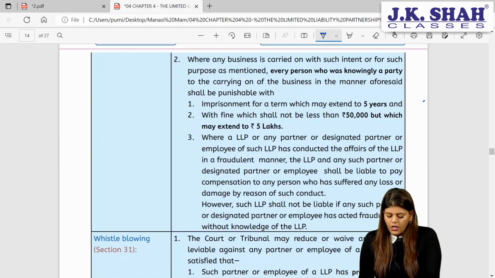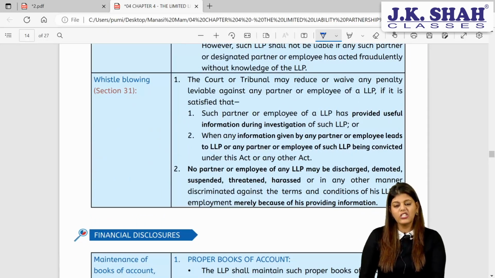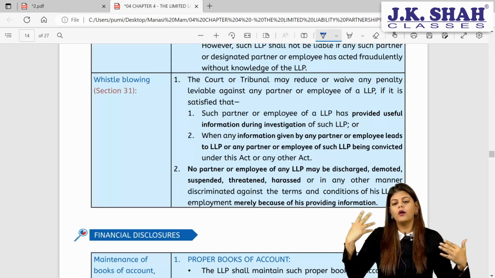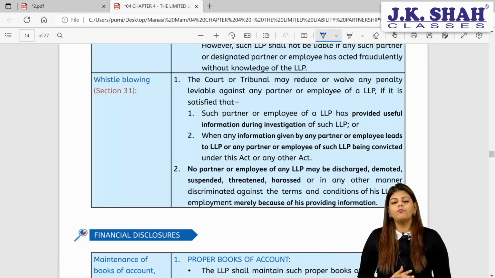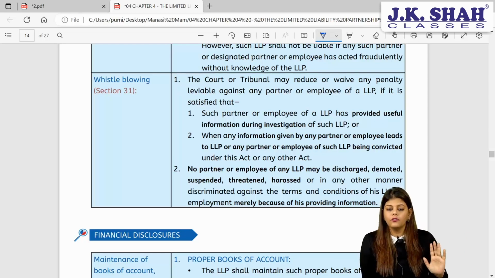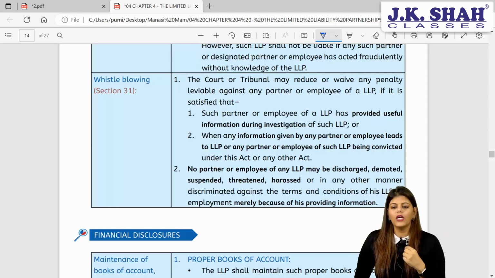Penalty and all. Now, whistleblowing. If I ask you what is whistleblowing, you will tell me very shamelessly, CT marna. I'm not asking you that. Whistleblowing means blowing up the matter and making it come to the notice of the people. In simple words, chugli karna, bhanda fodna, you can put it. So, for example, I was an employee of an LLP and I came to know these partners are up to something wrong. So, I informed someone, I complained. It is because of my complaint that the entire matter came into focus. So, I am known as a whistleblower.